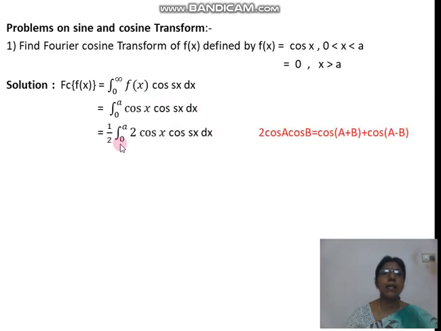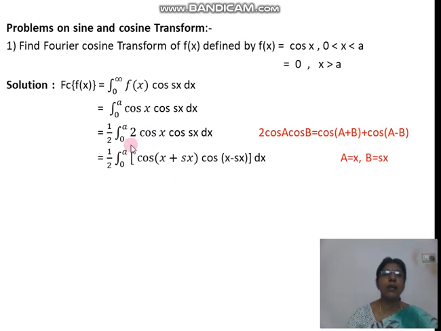Now it can be written by multiplying with 2 and dividing with 2. So 1 by 2 into integration, let us write 2 cos x cos sx dx. Leave the dx, since the integration is there. What is the remaining? 2 cos x cos sx. You see, 2 cos a cos b is cos a plus b plus cos a minus b. Now we have x in the place of a, and sx in the place of b.